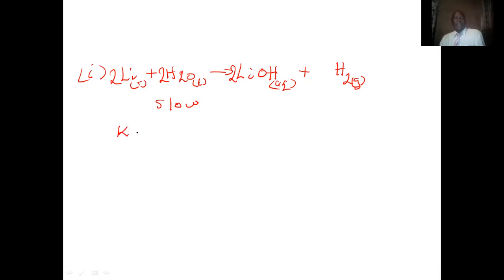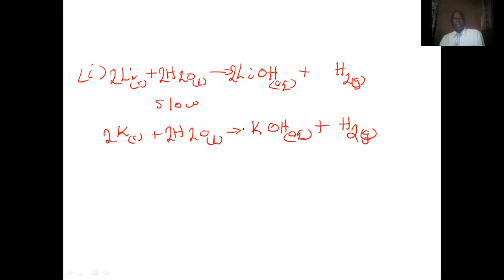Compared to the one for potassium, when it reacts with water, which is a liquid, you form potassium hydroxide, which is aqueous, plus hydrogen gas. So balancing this equation gives us that. But this reaction would be faster.